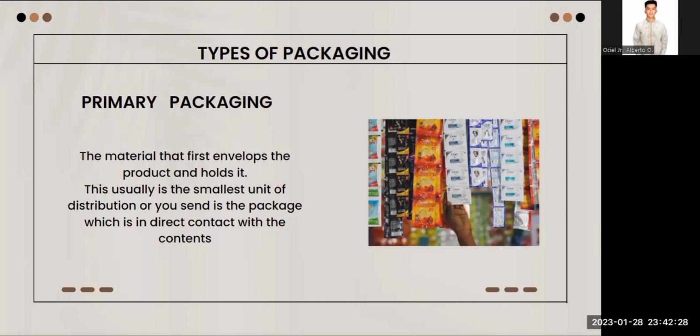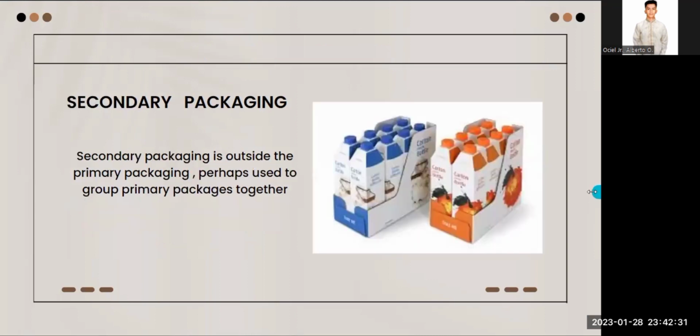Next, we have the secondary packaging. Secondary packaging is the packaging outside the primary packaging. Perhaps it is used to group primary packages together. This is what is called the outside, the one you can see outside of the brand, as you can see in the picture. That is called secondary packaging.